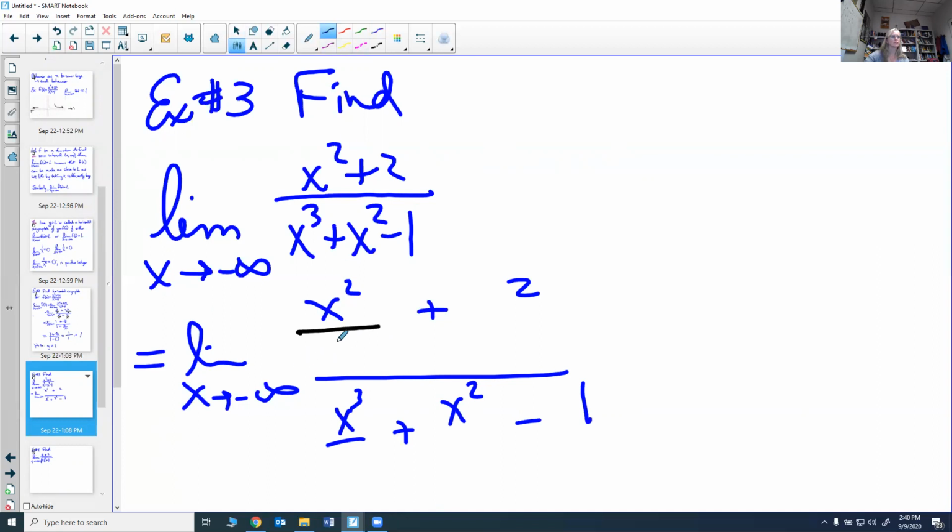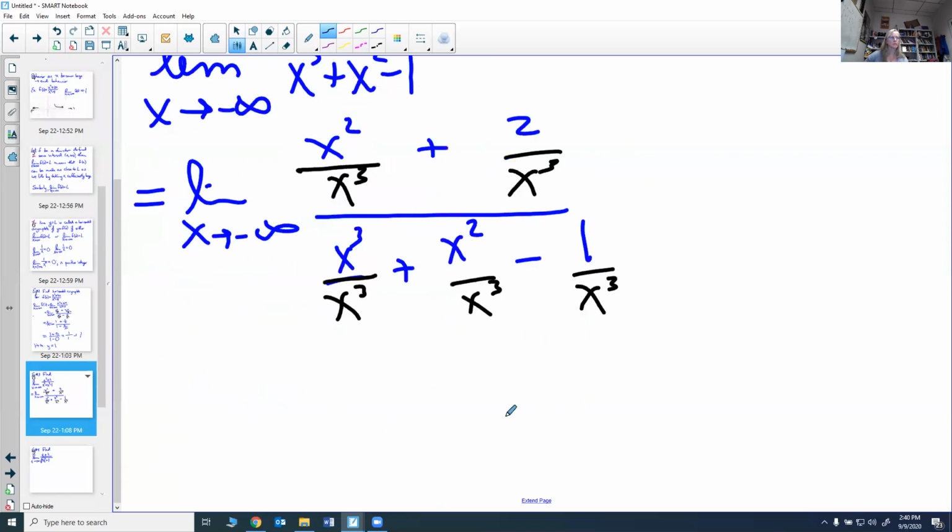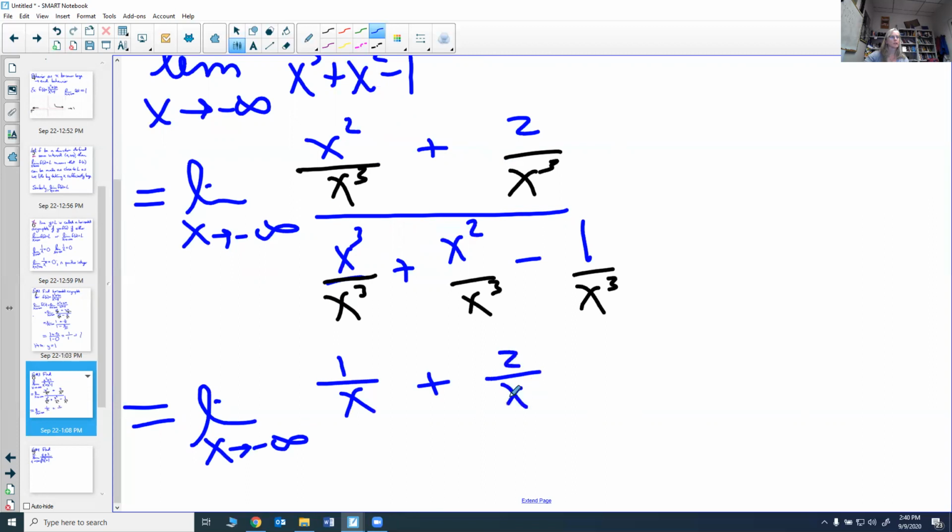So we're going to have x cubed, x cubed, x cubed, x cubed, and x cubed. So now that we've done that, we're now going to have the limit as x goes to negative infinity of 1 over x plus 2 over x cubed, over 1 plus 1 over x minus 1 over x cubed.